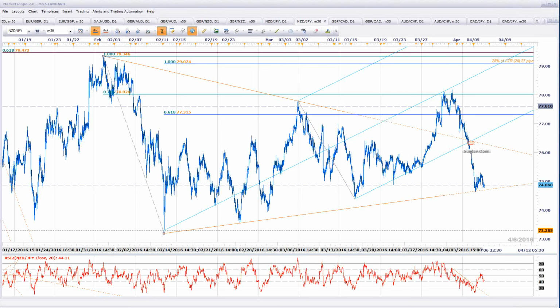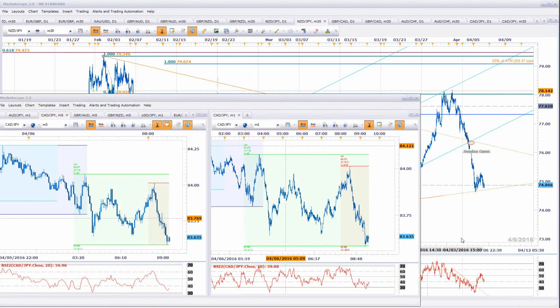I think we covered all the questions. I got the Aussie Swiss. I got Kiwi Yen. Any other pairs you guys want to look at, feel free. I do want to look at the divergence that you're looking at here on Kiwi Yen.